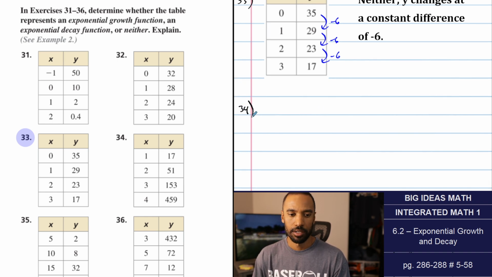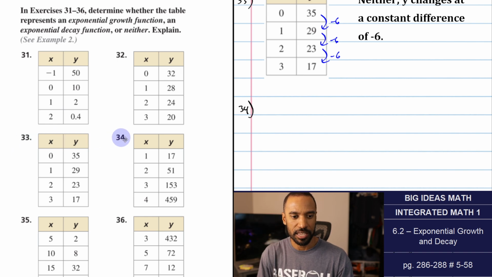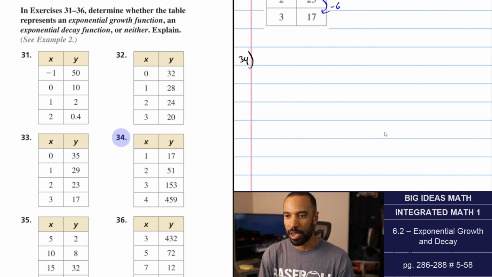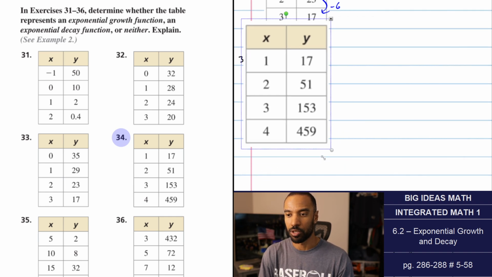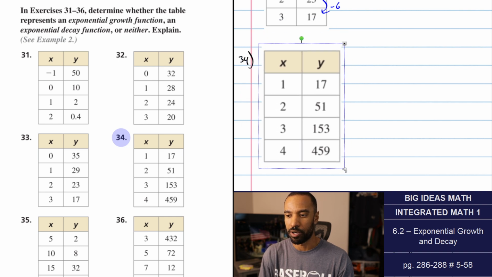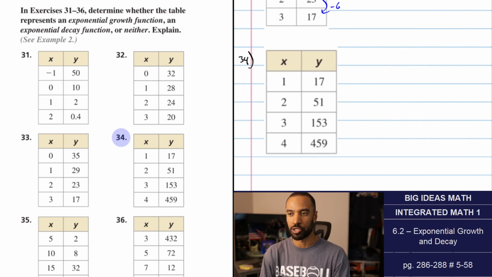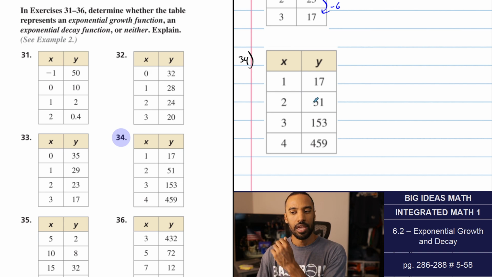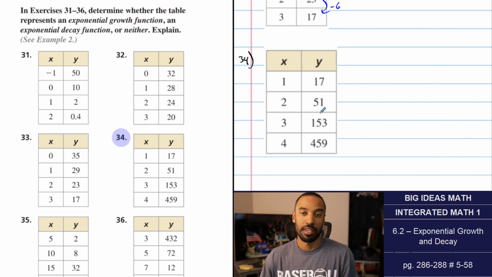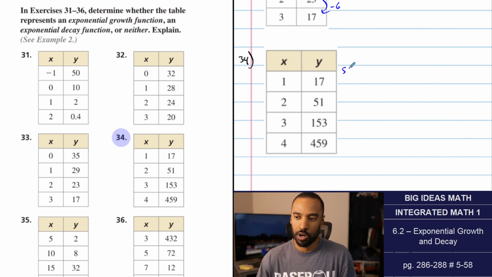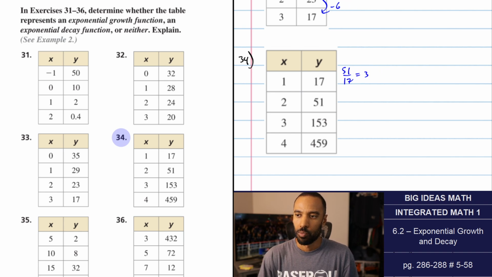Number 34, y is increasing this time as x increases. It's some form of growth, but is it exponential growth? That's the question at hand. We got to figure out what we're potentially multiplying by each time. It doesn't look linear to me. It looks like it's going pretty large pretty fast. So there's a great chance it's exponential. We'd have to work on that, though. 17 times what is 51? If you don't know what it is, you do 51 over 17 to figure it out. Now, I know what it is. That's 3. So we are multiplying by 3 going from this number to the next.